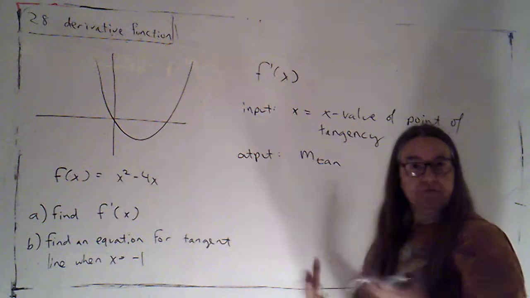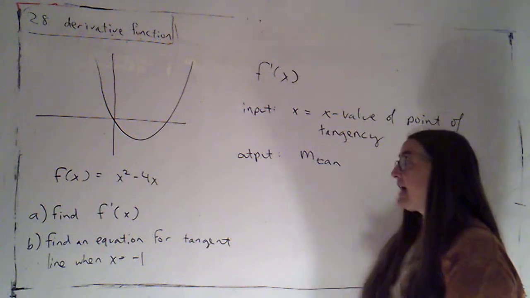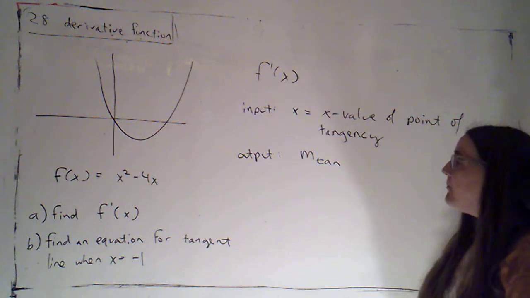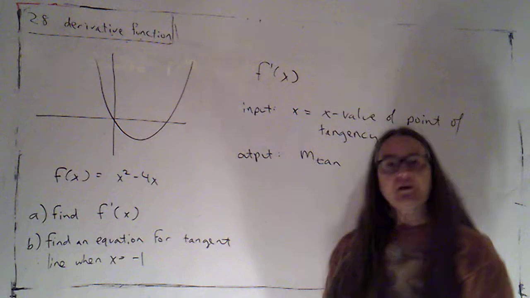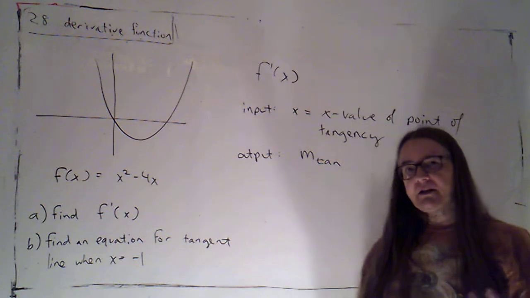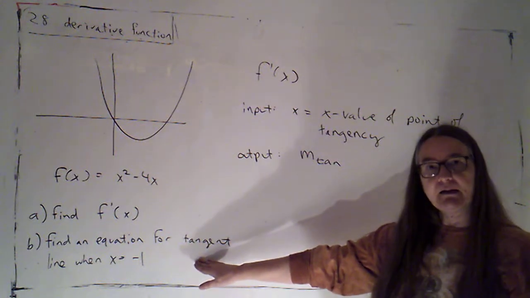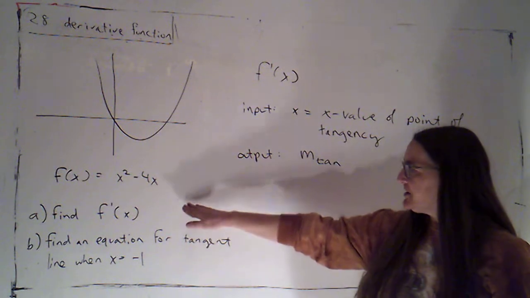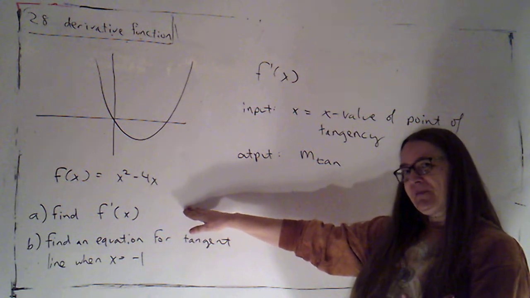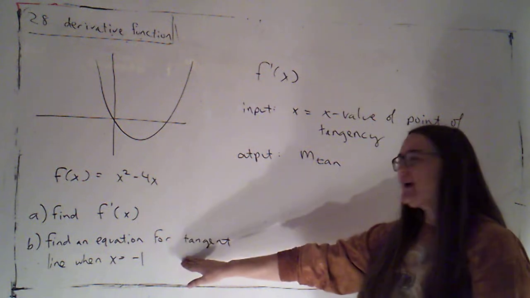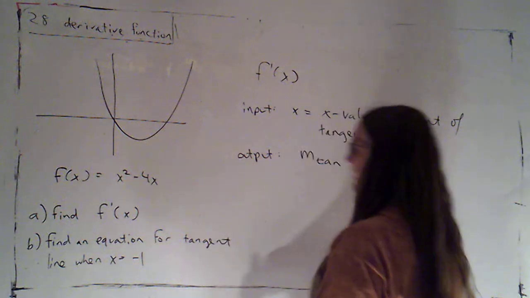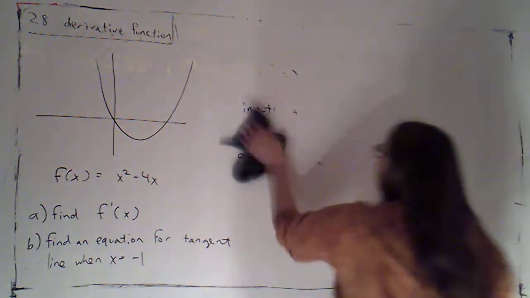The second task looks fairly familiar. We did this in the last section. We're going to find an equation for the tangent line when x is negative 1. But what we're going to see is that in order to get a tangent line, you need two things. You need a point and the slope. Up until now, to find the slope, we've been evaluating a limit. Since we're going to evaluate a limit in part A, we're going to be able to use the formula that we get in part A to make finding the slope in part B go a lot faster. All right, so let's start with part A.